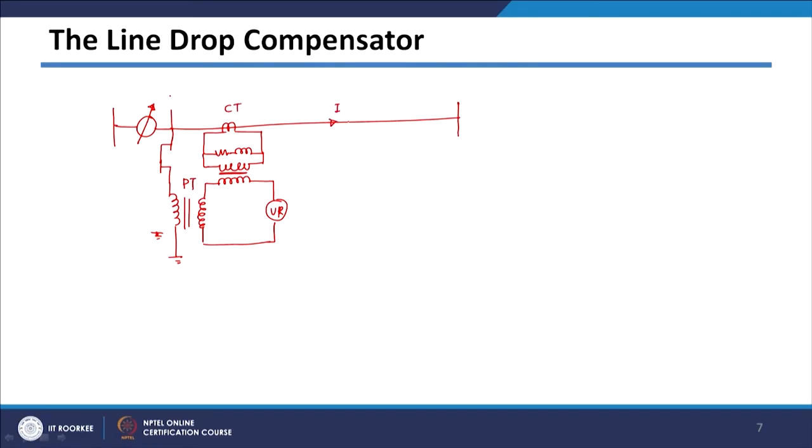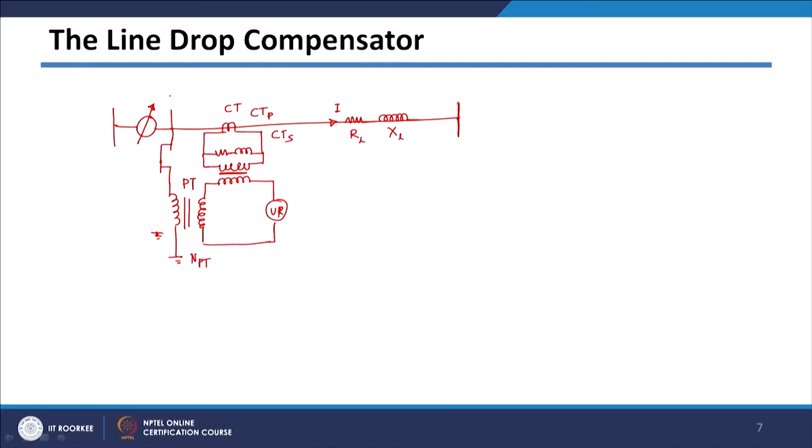This is your PT, potential transformer, this is your CT, and the current flowing through this is say I. The impedance of this feeder is RL, the resistance of the feeder, and XL, say, the reactance of the feeder. And then the CT ratio: CTP is the primary rating of the CT, and CTS is the secondary rating of the CT, and the turns ratio of PT will be say NPT.